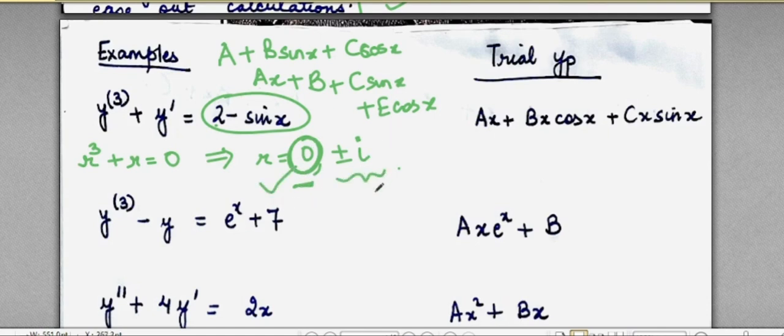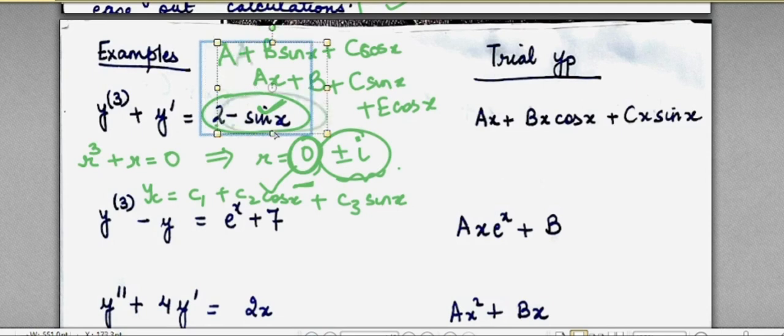Now let's look at plus minus iota. Are they important? Yes, they are important because they are affecting sin x. What will be your yc? Yc will be c1. Because of 0, it will be just c1, and because of plus minus iota, it will be c1, a constant times cos x plus another constant times sin x. That is your yc. Now, is there a root of the characteristic equation which corresponds to something on the right hand side? The right hand side is 2 minus sin x. Plus minus iota is a root which corresponds to sin x, because sin x comes in the yc component because plus minus iota is a complex pair. So that means this is an affected term.